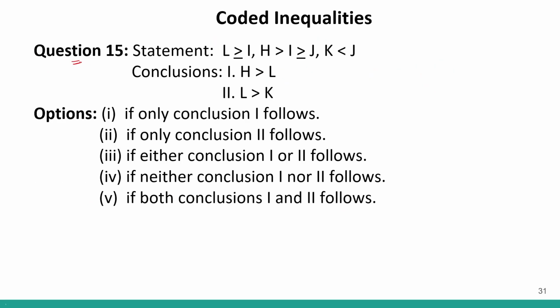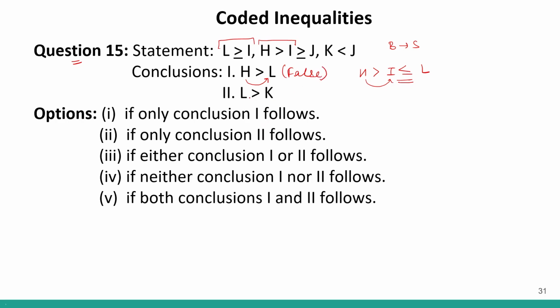Moving to question number 15. Question number 15, statements and conclusions. H is greater than L, so we will move from H to L. Correct? H to L, I can see a relationship between H and I and L. So I can see H is greater than I and I is basically less than equal to L. So I can move forward till I, but I cannot proceed further because we move from bigger to smaller door. So this statement will definitely be false.